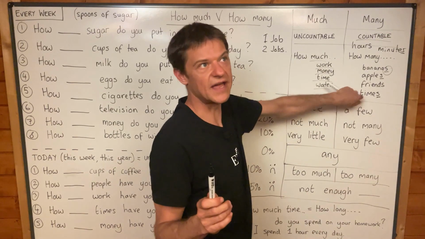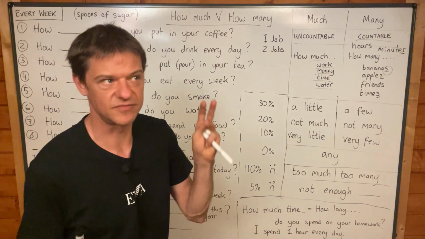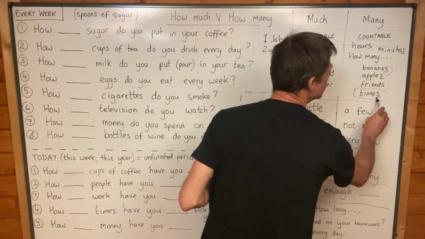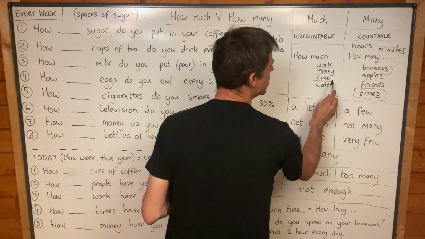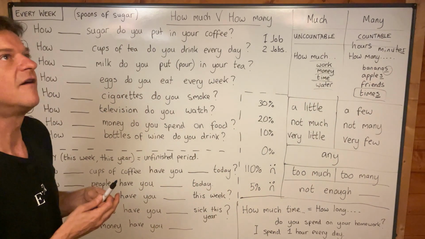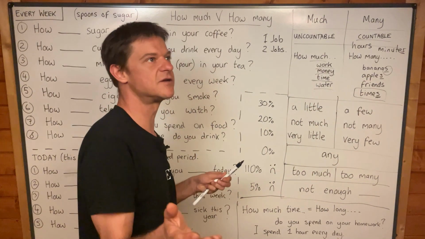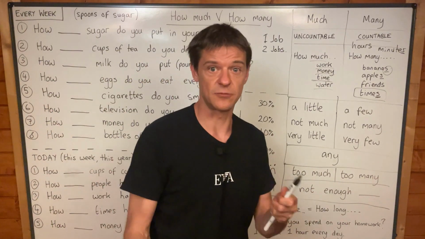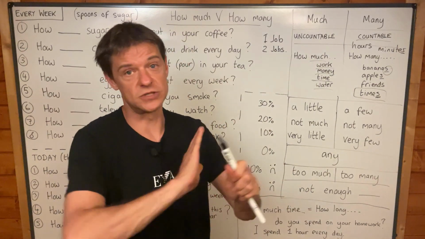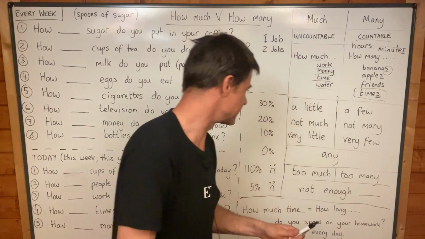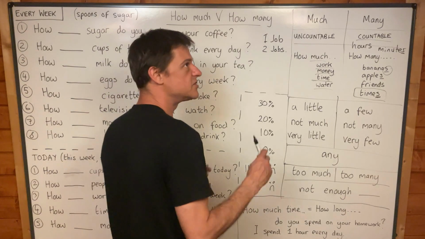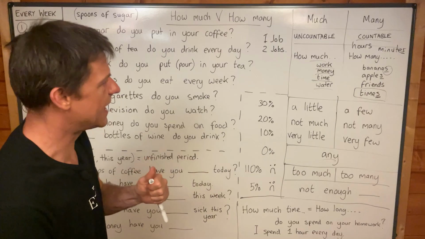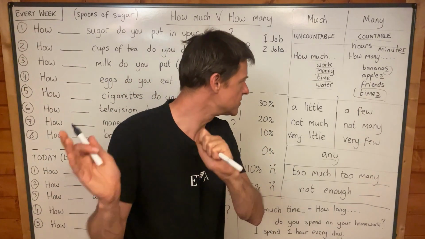And we do say 1 time, 2 times, 3 times. So how many times with an S, but how much time, no S. For example, how many times do you go to the gym every week? I don't go to the gym. I never go to the gym. So I don't go to the gym any times. We can say this.